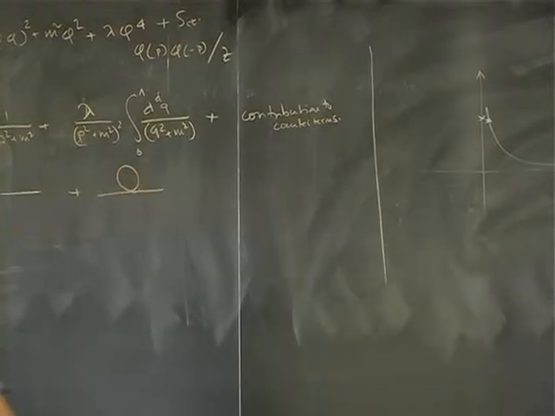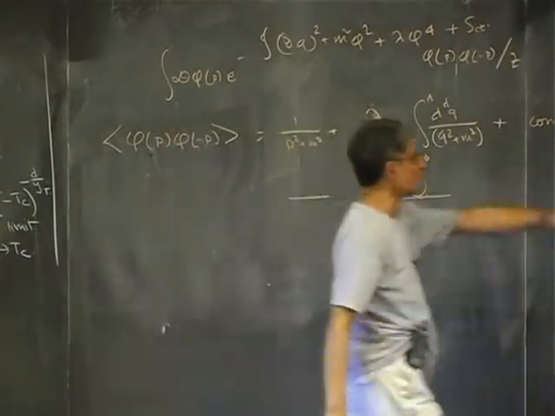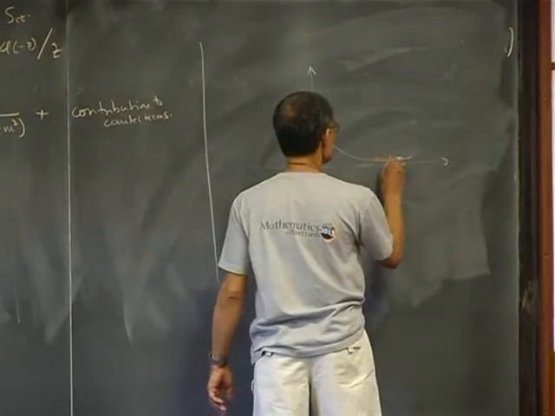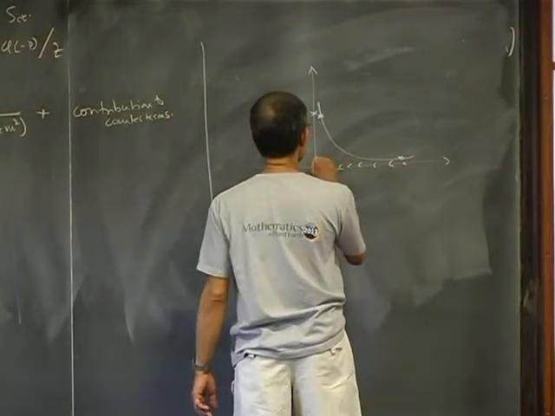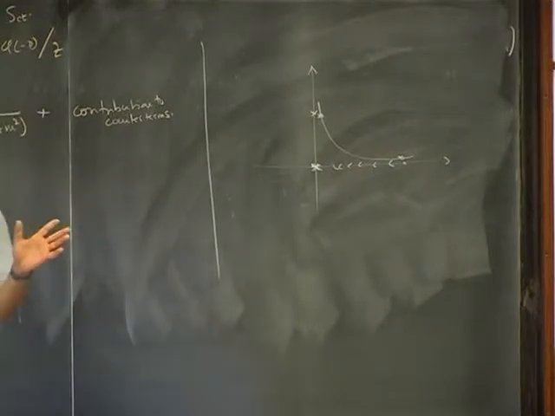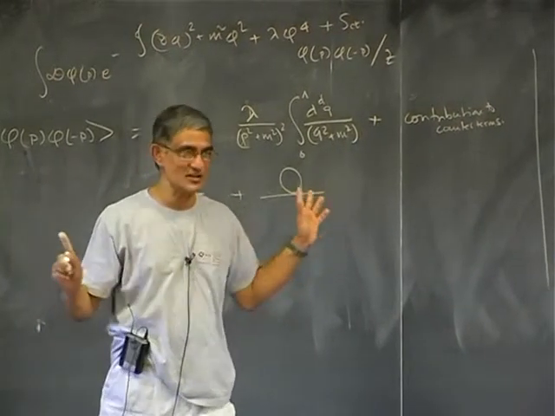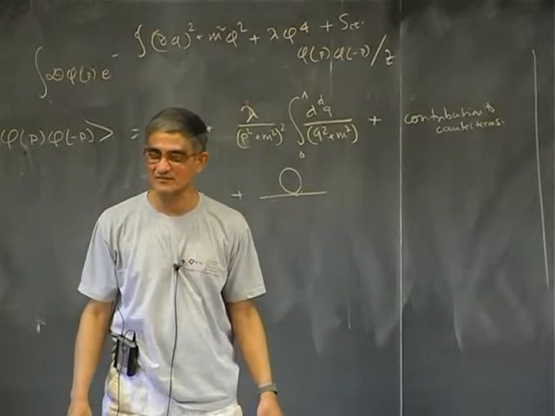Of course, if you start bang on the critical surface, that's a different story. You are never going to flow to here. If I start on the critical surface, you are going to flow to the fixed point of the theory. That theory is very different from what a massive theory is. This theory is an example of what is called a conformal field theory.